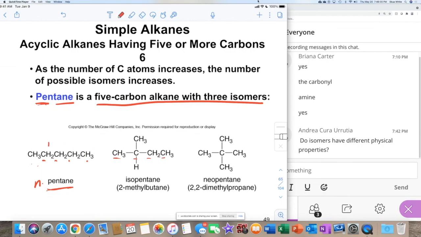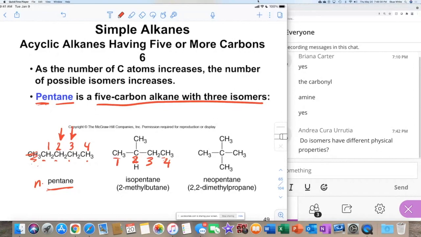So this becomes 1, 2, 3, 4. Attach it to the middle pieces so it can be the 2 or 3. So when this breaks off, you see how they place it on the new carbon 2? This is now carbon 1, this is 2, this is 3, this is 4. And that makes an isomer.